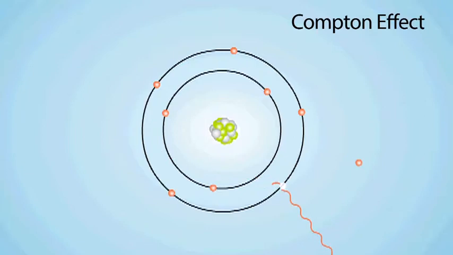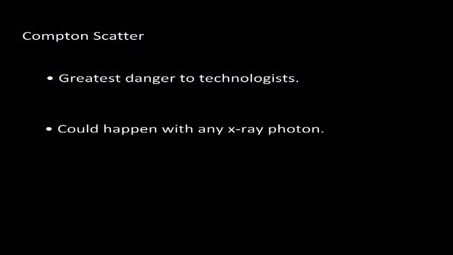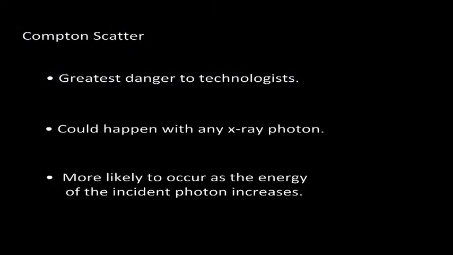Scatter radiation produced by the Compton effect presents the greatest danger to technologists. The Compton effect occurs when an incident photon interacts with an outer shell electron from the patient or other human tissue and knocks it from its orbit. The result is a scattered X-ray and a Compton electron, with a combined energy equaling that of the incident photon. Either one can also interact with more tissue. The Compton effect could happen with any X-ray photon, but it is more likely to occur as the energy of the incident photon increases. The scatter produced by the Compton effect is considered isotropic, meaning it can travel in any direction from its point of origin.